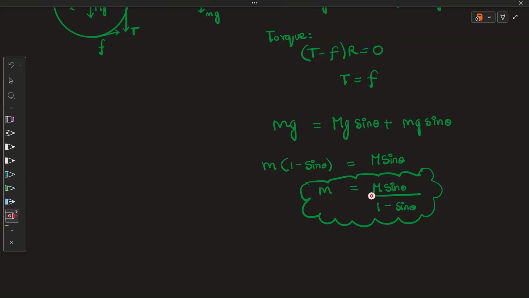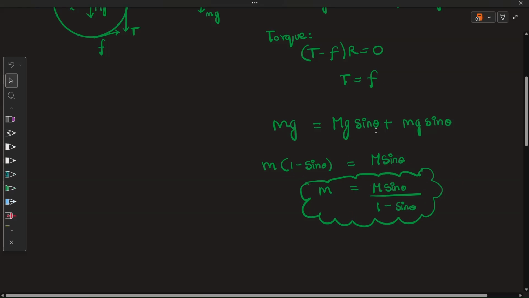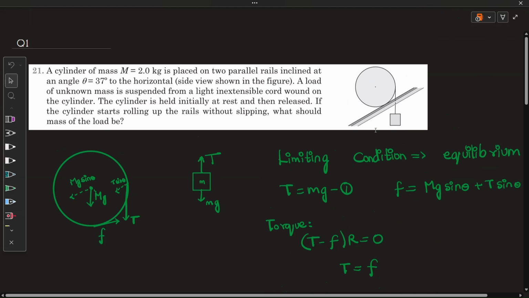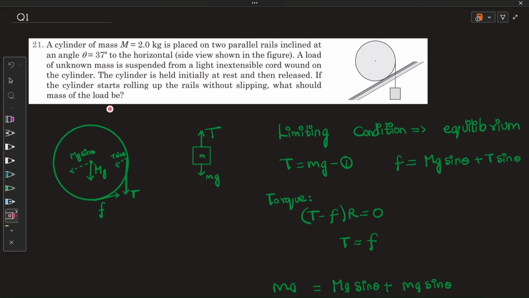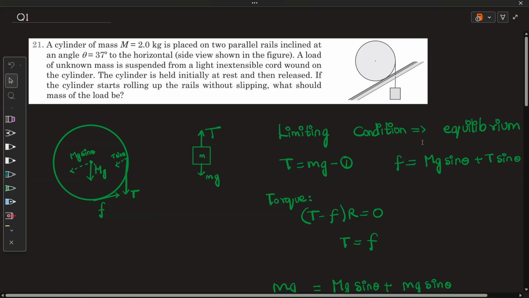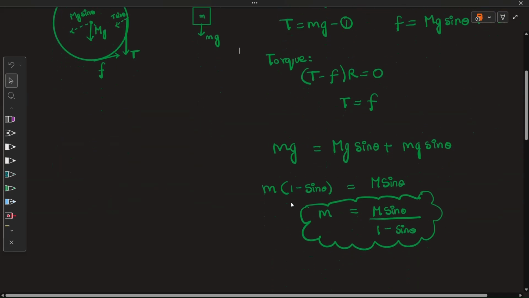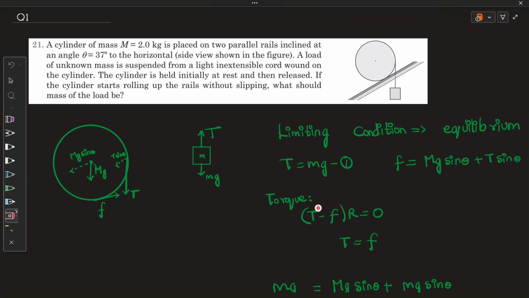If I calculate that way, I get m equals M sin theta by 1 minus sin theta. Sin theta is already given, and M is also given. So the net result is the equilibrium value. But we found what the mass of the load should be at equilibrium; to move the cylinder upwards, m should be greater than this value. This is the solution for the first question, which is a very easy question.